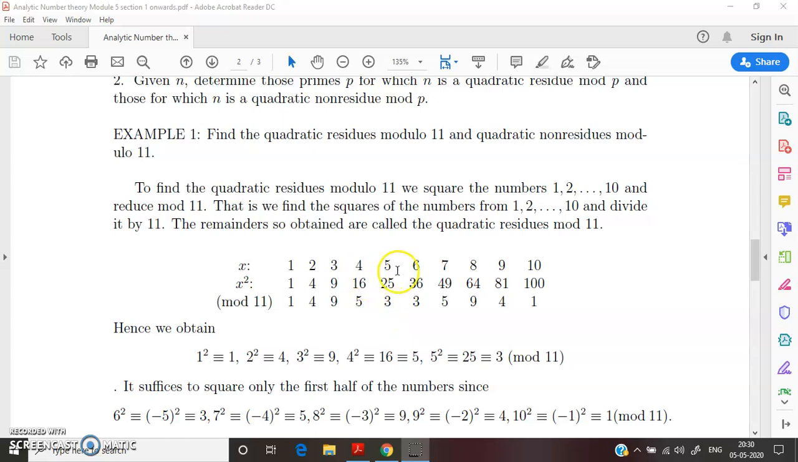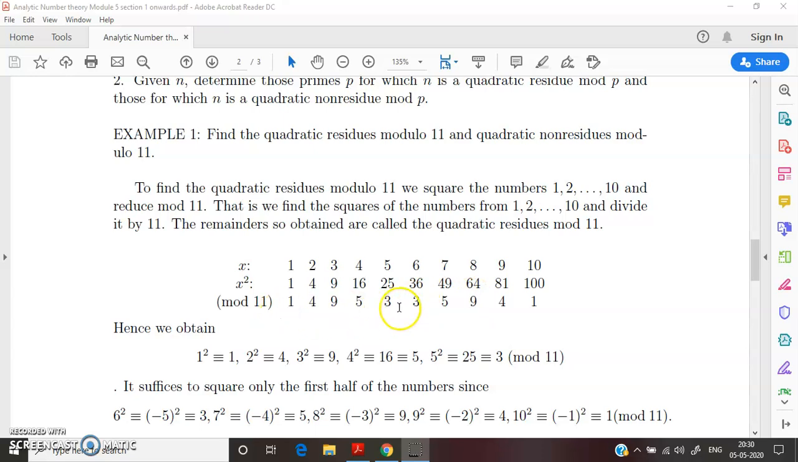And for the remaining numbers, please note: 6 squared is 36, when you divide it the remainder is 3. 7 squared is 49, the remainder is 5. 8 squared is 64, the remainder is 9. 9 squared gives the remainder 4, and 10 squared gives the remainder 1.